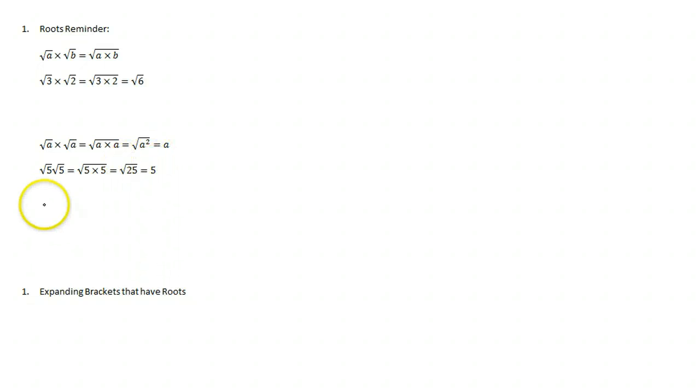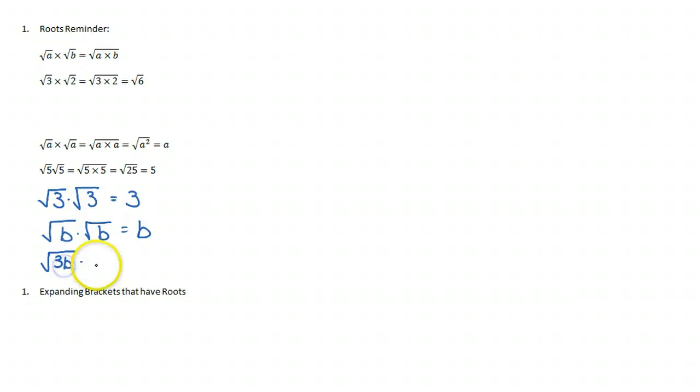So a case we'll come across quite regularly is if I have the square root of a times the square root of a, that's the square root of a times a, which is the square root of a squared, which is simply a. So root 5 times root 5 is root 5 times 5, which is root 25, which is 5. So we want to make sure that we're comfortable with the fact that if I multiply the same root by itself, that's going to result in whatever's under the root symbol. So if I have root b times root b, that's simply going to be b. If I have root 3b times root 3b, this is simply 3b.